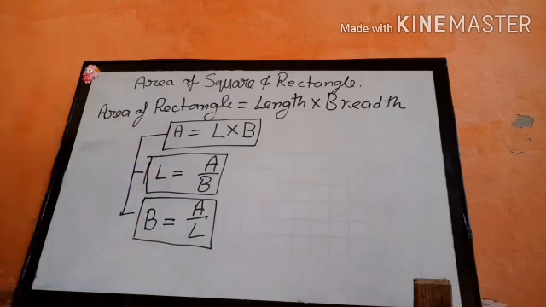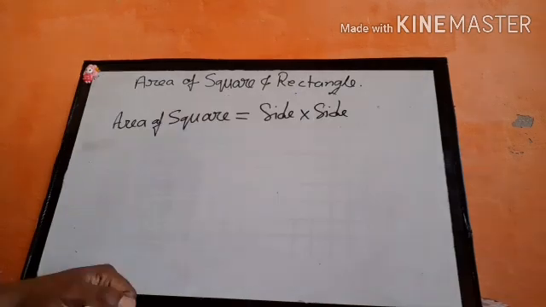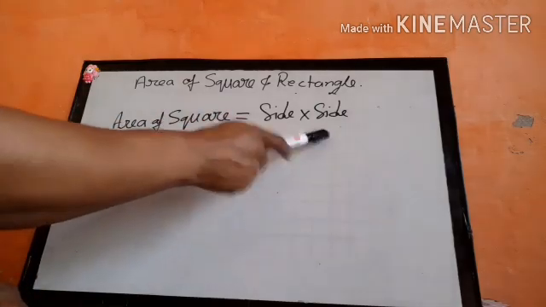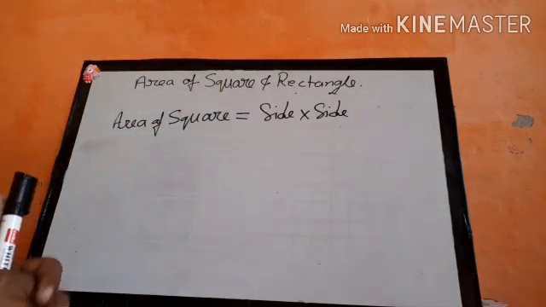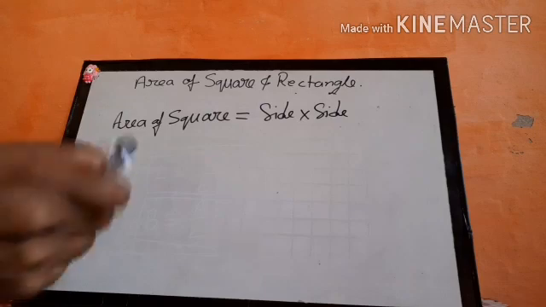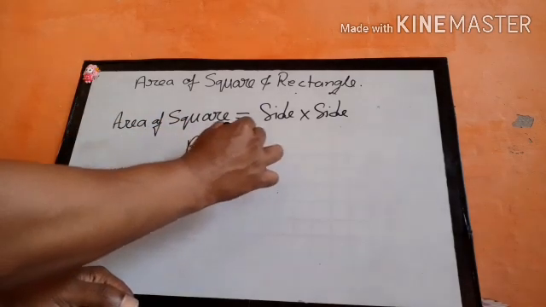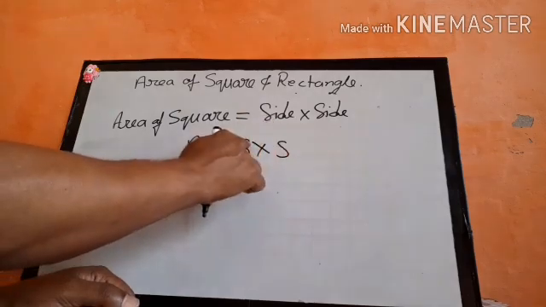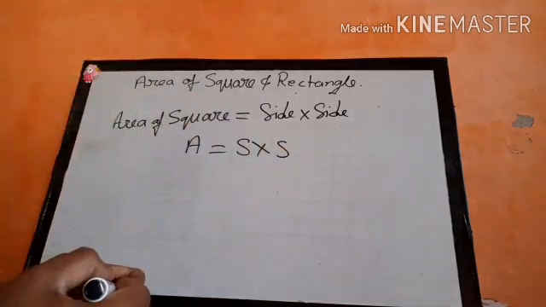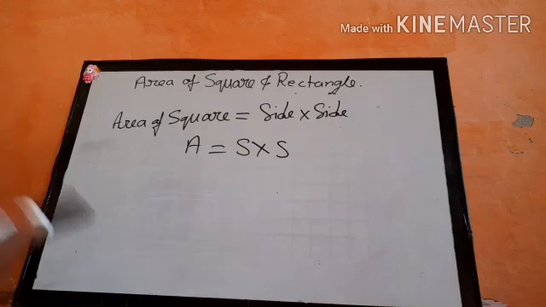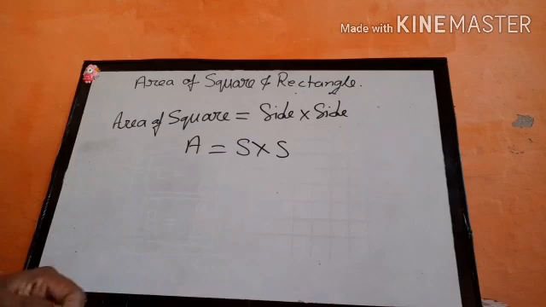Similarly, for the squares. Now the area of a square is side into side. So you can write it in short: area equal to S into S. This is the first side and this is the second side. So the area of a square is side into side. Now come to some examples.